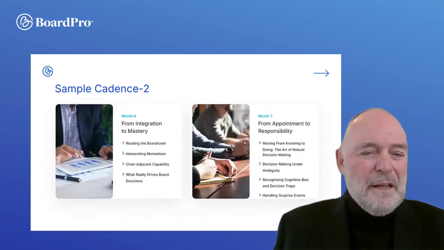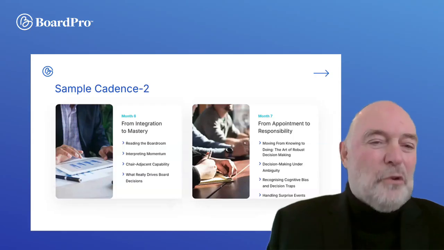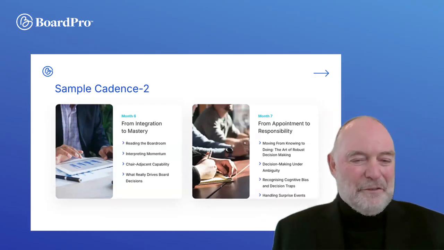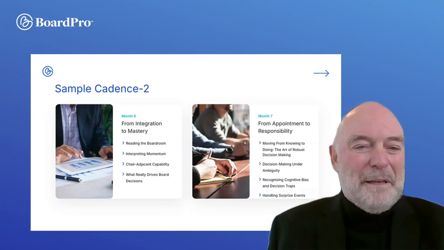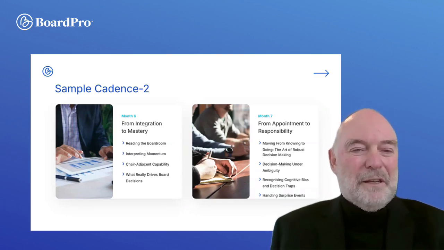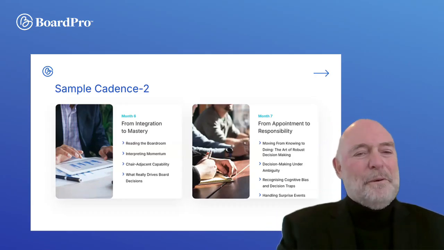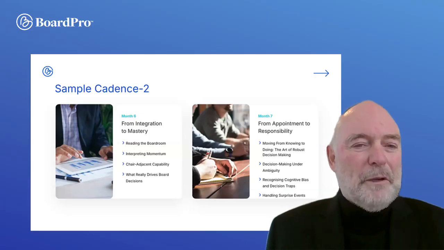We go on to the next one, Sean. And then month 6 and month 7 becomes what I've started to call now behavioural governance. What are the behaviours that make a difference? So how do you read the boardroom? How do you read where things are getting a bit icky? How do you read when things are being snowballed through? How do you interpret momentum? Are we going too fast, too slow? These are all skills of a high-performing director.